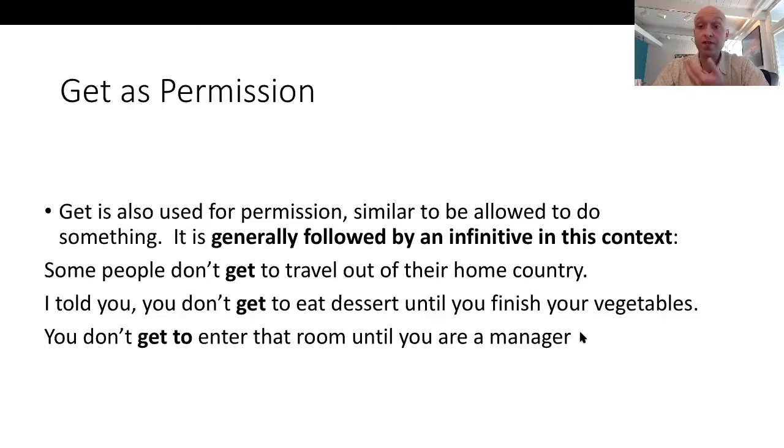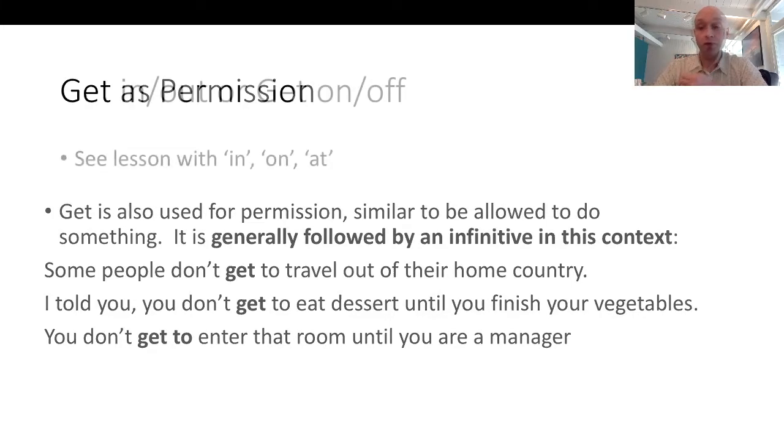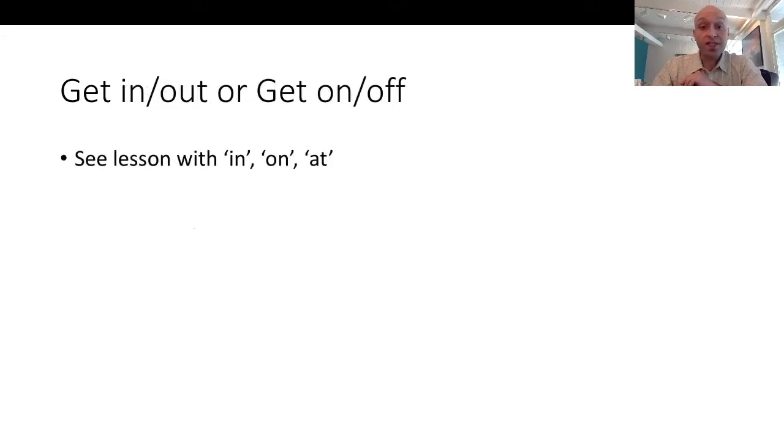We can also think of permission like access. So a lot of companies, you have to have a special badge to enter the company. You don't get to enter certain rooms unless you have access or authorization or you're a manager. If you were hoping to see an explanation for how to use get in, get out, get on, get off, then just check out the lesson with in, on, at. We go into detail in that lesson.